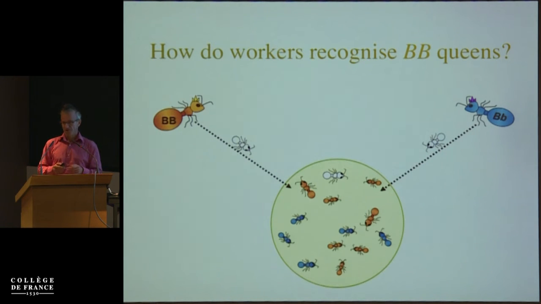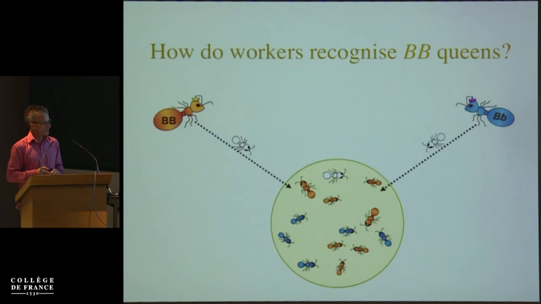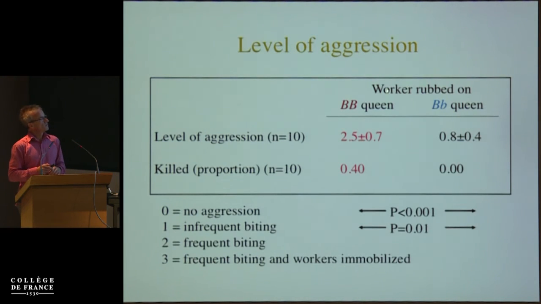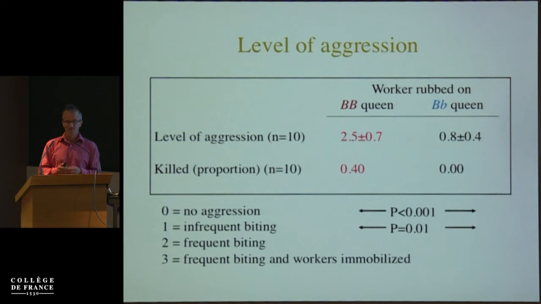So to test it, we did a simple experiment. We took some workers, rubbed them on big B queens or heterozygote queens, introduced them in the mother colony, and recorded the behavior of other workers in the colony. When they were rubbed on big B queens, there was high aggression. So aggression goes from 0 to 3. And actually, even 40% of them were killed by the nestmate individuals.